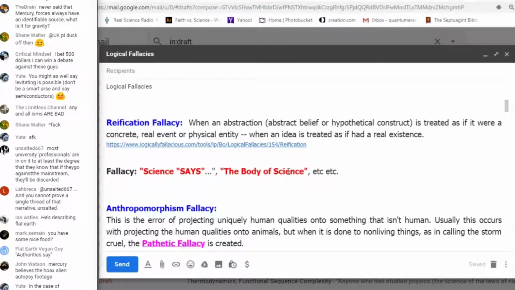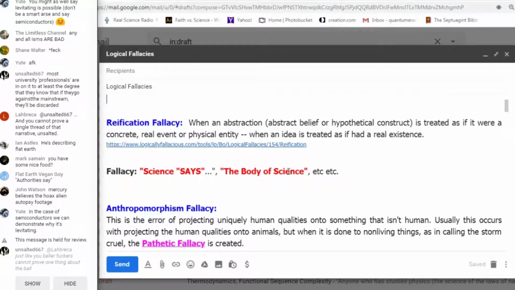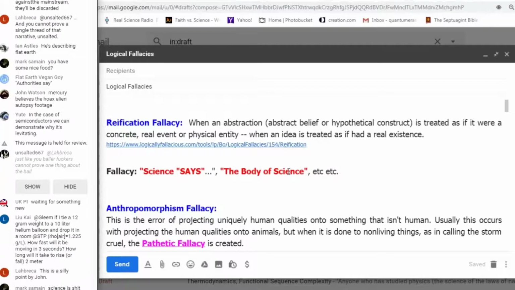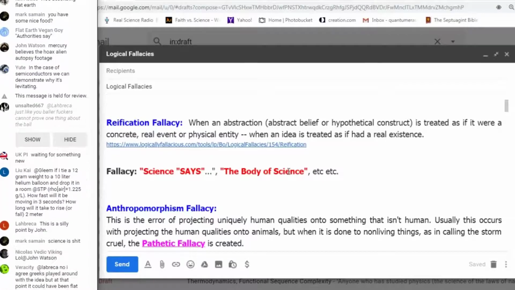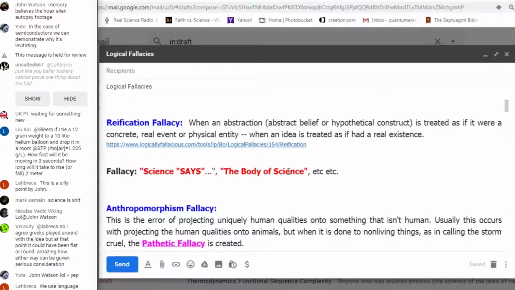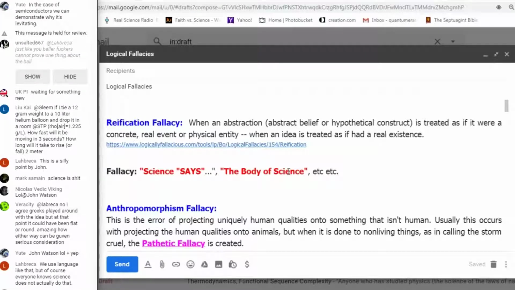Now, the reification fallacy is like an umbrella term. It has a lot of sub-fallacies underneath it that are more specific: anthropomorphism, the pathetic fallacy, which I like as a term, it's really juvenile pathetic, personification, hypostatization, and those types of things, right? But everyone knows intuitively science doesn't say anything. And what do I get? Well, that's just a figure of speech. It's just the way people talk. Yeah, you're right. And this is okay.